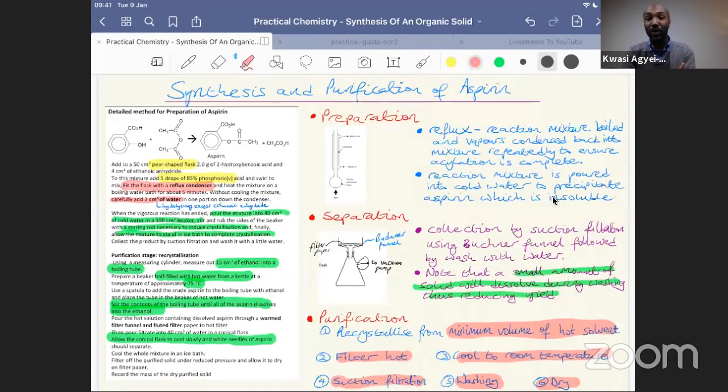Typically, you'd leave your solid in the fume cupboard over a few days to dry, but it's important that your solid is dry if you're going to get an accurate enough melting point. Okay, so that's the synthesis and purification of aspirin.